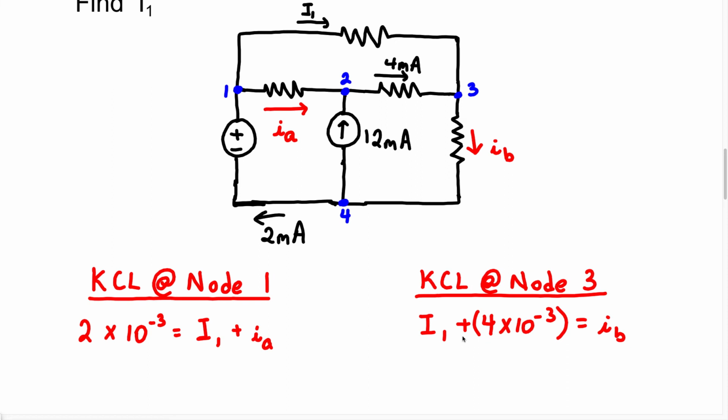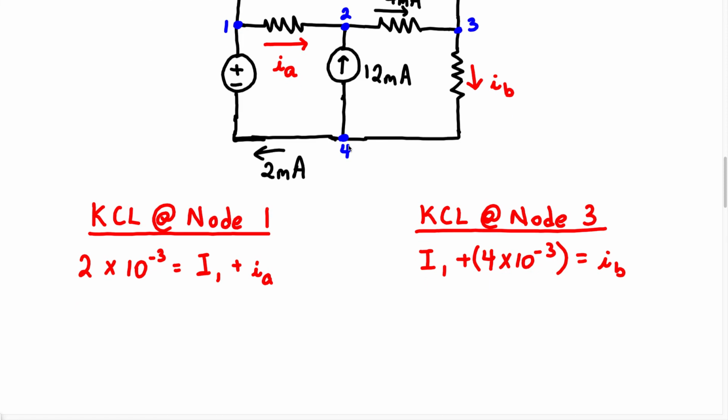And when we look at this, once again, we have an equation with 2 unknowns. We cannot use simultaneous equations to solve for these variables, because yes, we have I1, but then we have IA and IB. So now we're actually going to have to write a KCL equation at another node and see if that can help us. So let's write a KCL equation at node 2. I'm just going to choose node 2. You can choose any node you like.